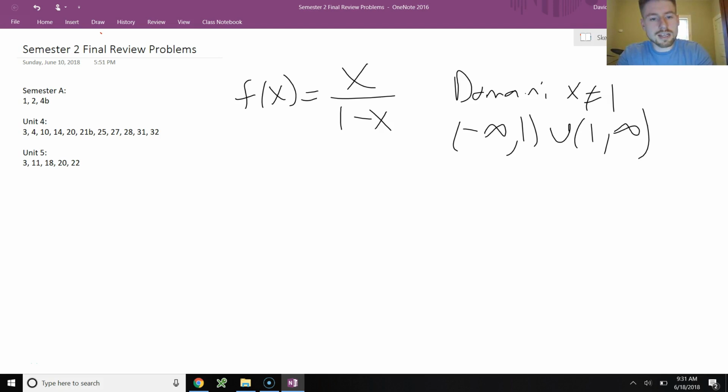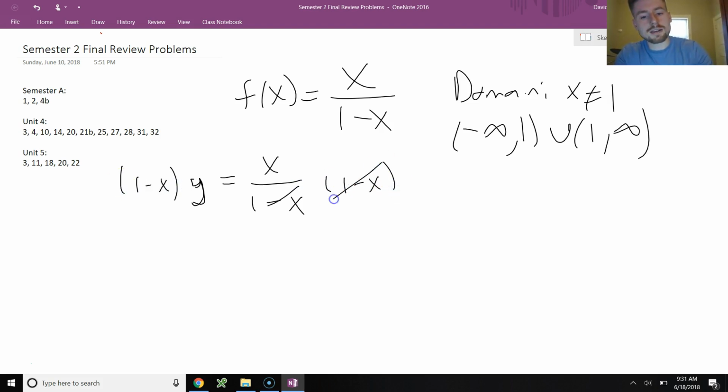Now to do that, we set this function equal to y. So we say y equals x over 1 minus x. Then I have to do some algebra to get x by itself. Well, x is in two places right now, so first I'll multiply both sides by 1 minus x. My goal is to get x out of the denominator, so we did that. We have x, and this is y minus xy after I distribute the y.